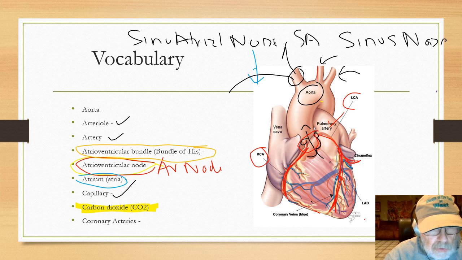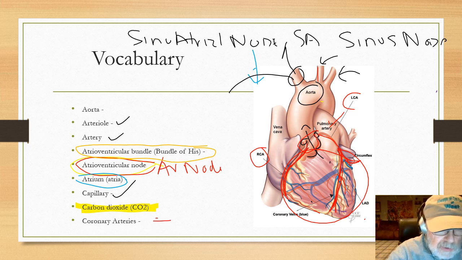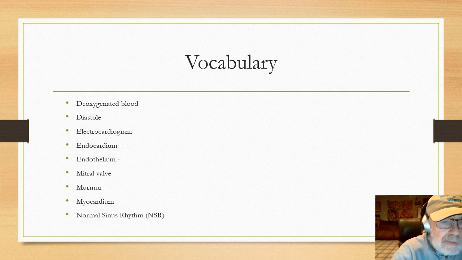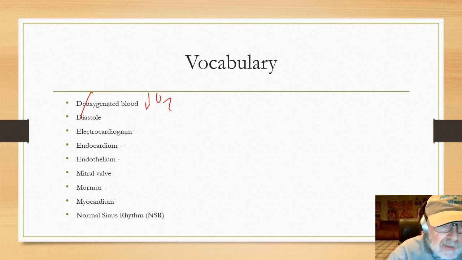The first branch off the aorta are the coronary arteries. That's how the heart muscle gets its oxygen and nutrients, from the coronary arteries, not from the blood that goes through those chambers. Deoxygenated blood. D means without or down, descending, low. So deoxygenated blood would be blood that has low levels of oxygen, decreased oxygen levels in it.